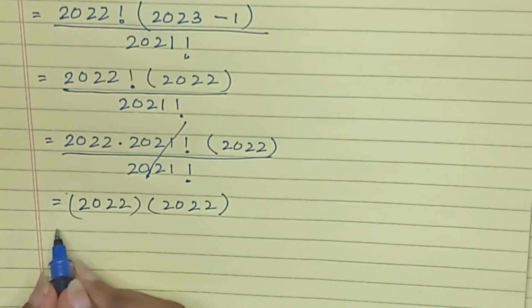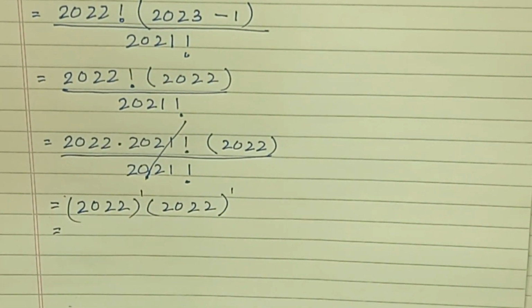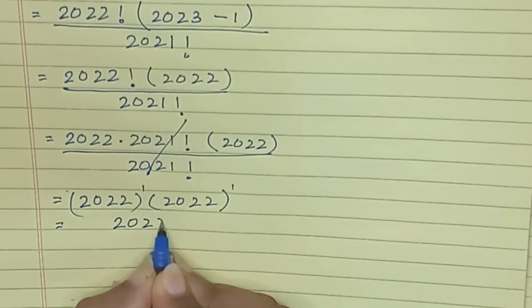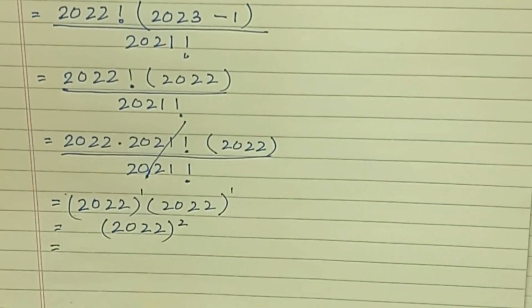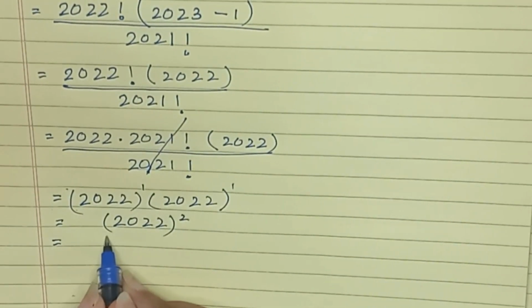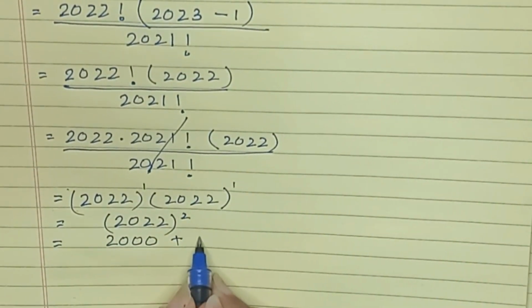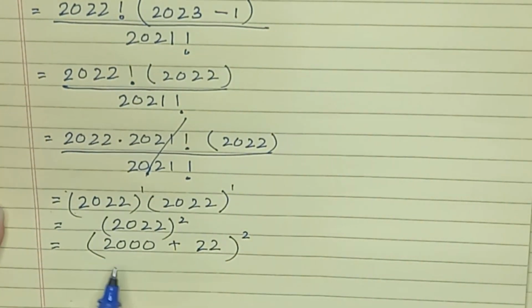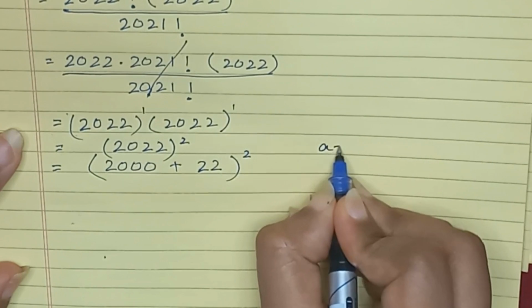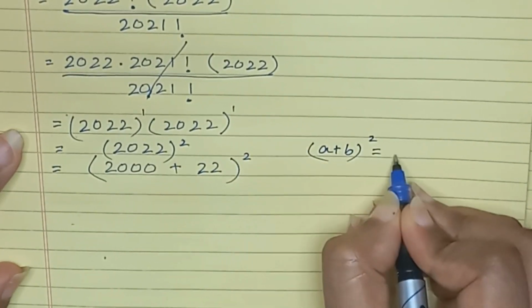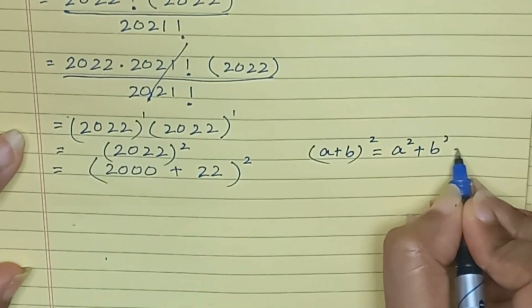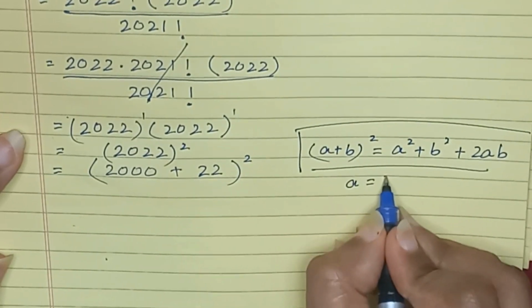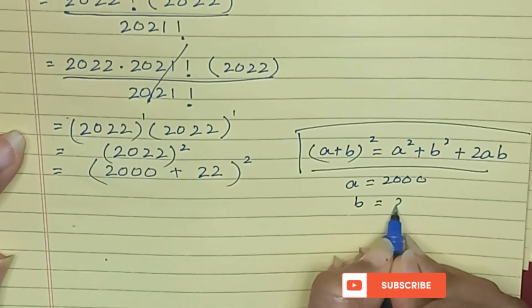Now we can write it as: it has power 1 and it also has power 1. So if bases are the same, the powers will be added, so it will become 2022 whole square. Now we can write 2022 as 2000 plus 22 and its whole square. So it is the form of a plus b whole square, which is equal to a square plus b square plus 2ab, and here a is equal to 2000 and b is equal to 22.